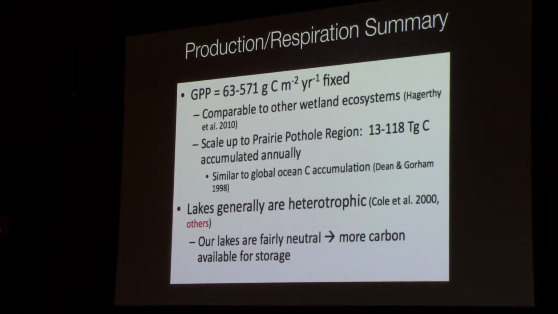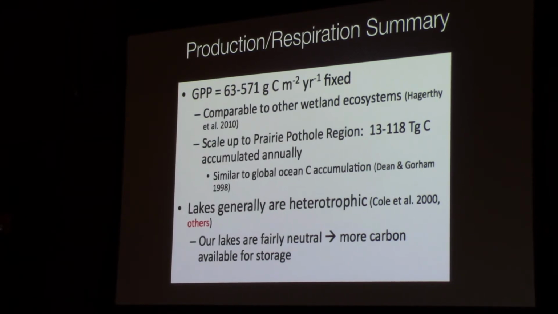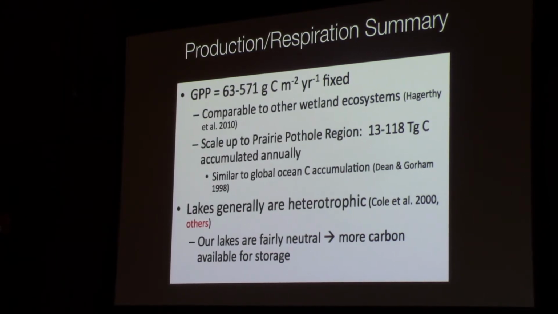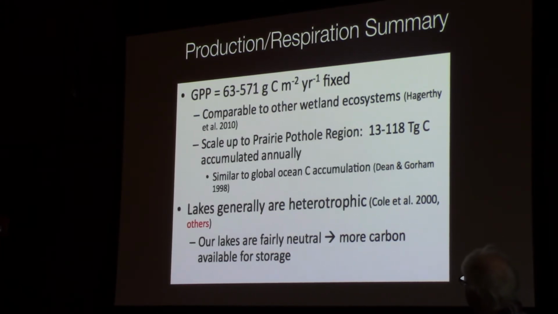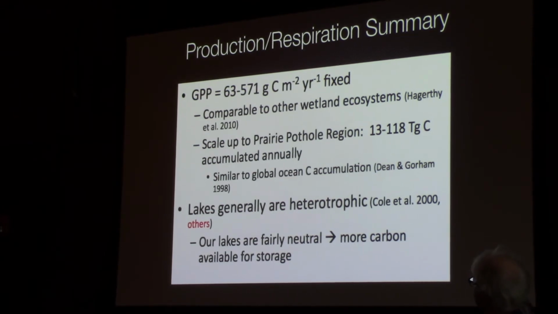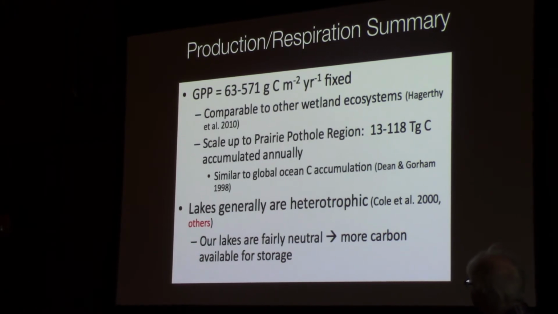So if you start to put it all together in a given system, we can calculate essentially gross primary production. So the amount of CO2 that's taken up is on the order of 60 to 600 grams carbon per meter squared per year, which is similar to what other people have measured.